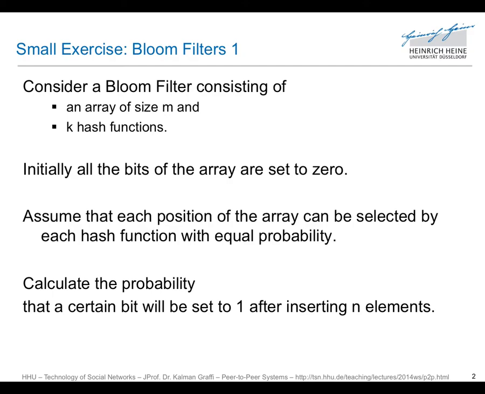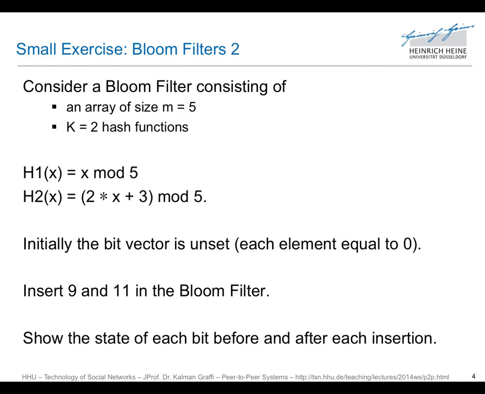So, a small exercise. We have a Bloom filter given of size m and k hash functions, and now we want to add things. So we have this given, with the array size of m equals 5 and 2 hash functions, and these are the 2 hash functions. And now we want to add the number 9 and the number 11.